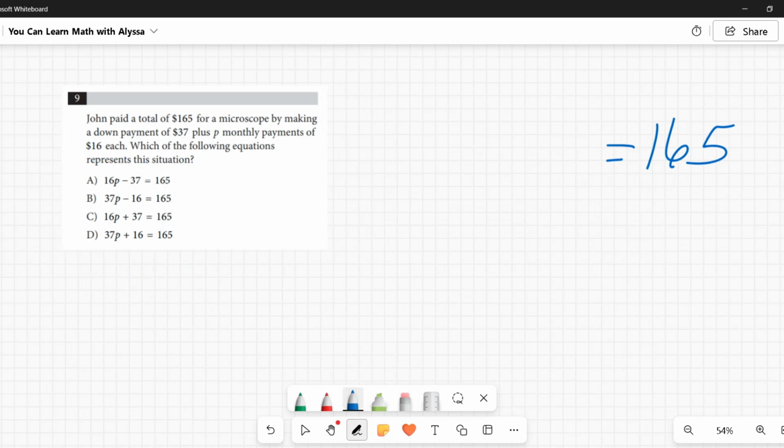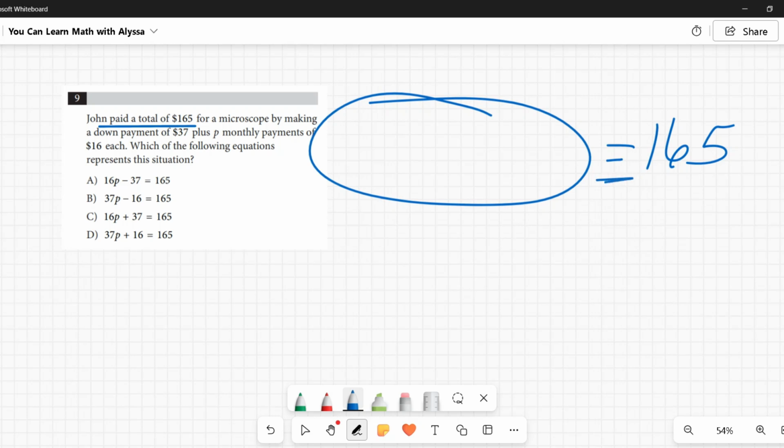It says he paid a total of 165 for a microscope. So everything that he paid totaled or equaled, so I was trying to underline an equal sign, which came off looking strange. Everything totaled or equaled $165. That's the part of the word problem that gives us that information. All right, so how did he do this?